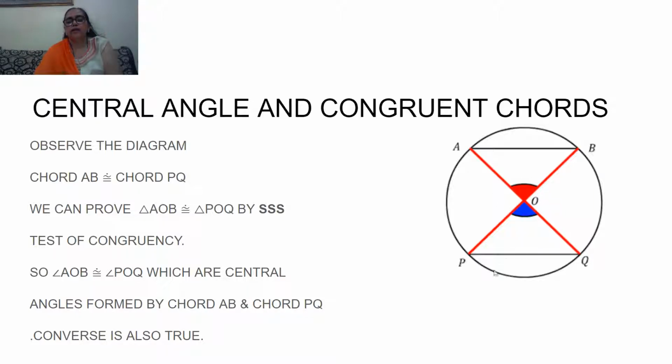Angle AOB and angle POQ are central angles formed by chord AB and chord PQ. These chords are congruent. We have to prove that angle AOB is congruent to angle POQ. As we know, OA, OB, OP and OQ are the radii of the circle. We can show that triangle OAB and triangle OPQ are congruent by the SSS test of congruence, and therefore angle AOB will be congruent to angle POQ as corresponding angles of congruent triangles.